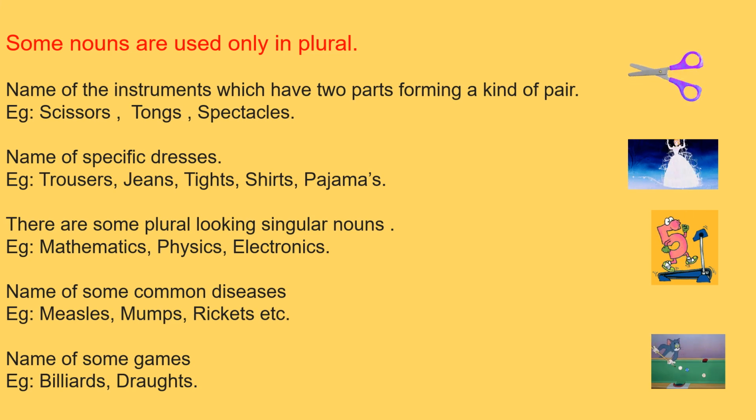There are some plural looking singular nouns. Notice this. There are some plural looking singular nouns. Example, subjects: mathematics, physics, electronics. Names of some common diseases: measles, mumps, rickets. Names of some games: billiards and draughts.